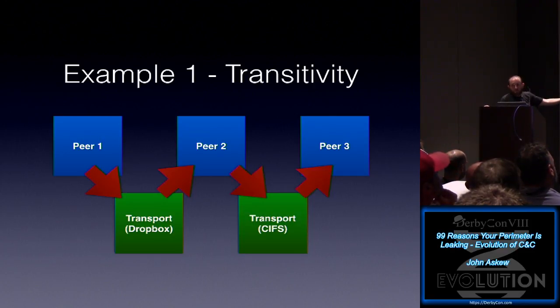And then by transitivity, which is just, I guess, a pretentious way of saying routing, you can send messages between peer 1 and peer 3. And I'm actually going to show a demo of this specific example in a second.